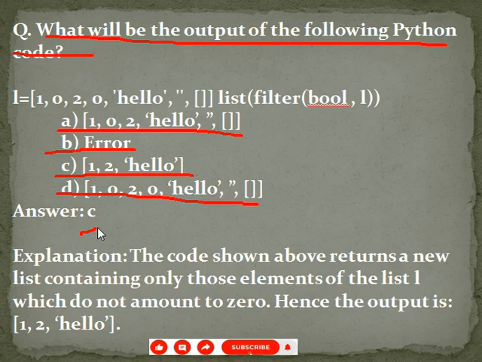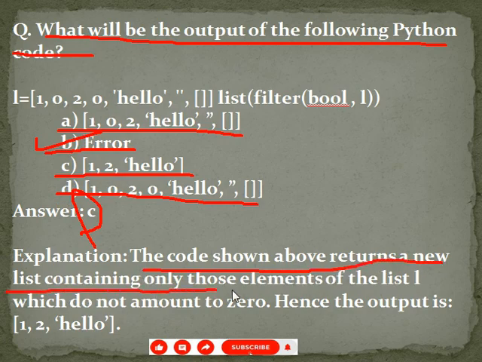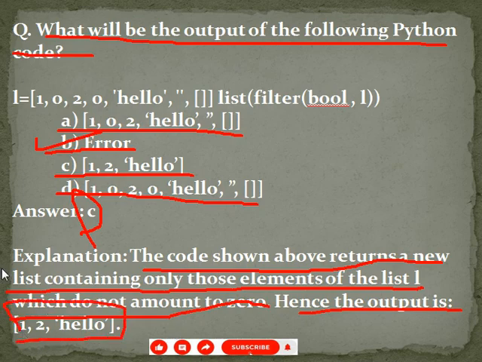Here correct answer is option C. Sorry, not error, 1 2 and hello. How? See the explanation. The code shown above returns a new list containing only those elements of the list L which do not amount to 0. Hence the output is 1 2 and hello. So our correct answer is option C, 1 2 and hello.